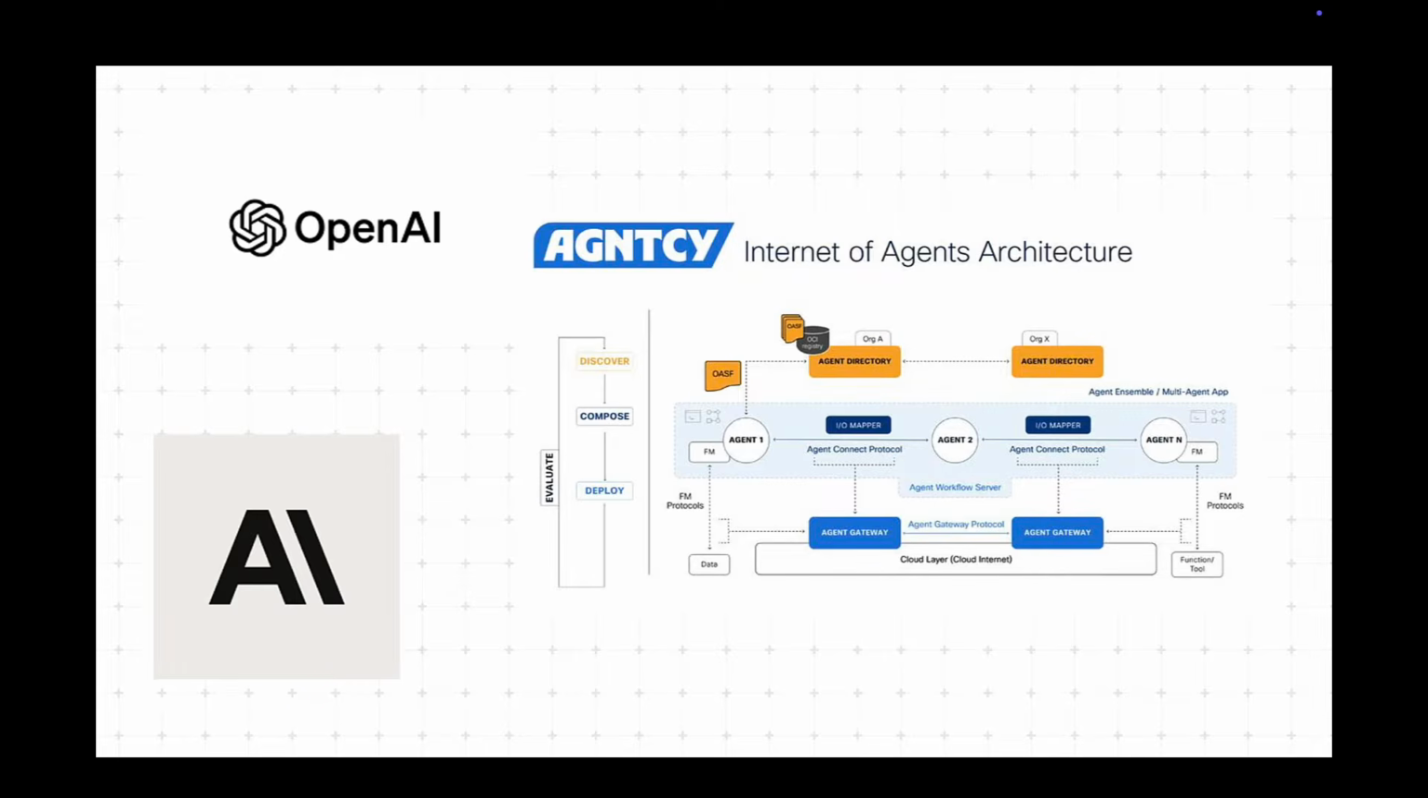So what Agency does is it provides standards for agent interoperability. It offers components like agent identity, agent directory, messaging protocols like the SLIM protocol, and Agent Connect Protocol, also known as ACP. And it enables agents to discover each other, verify capabilities, and collaborate securely.